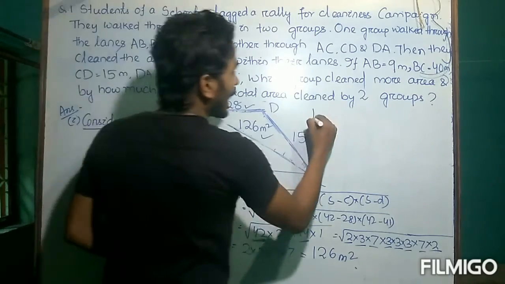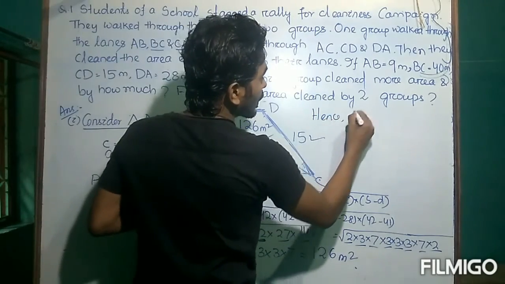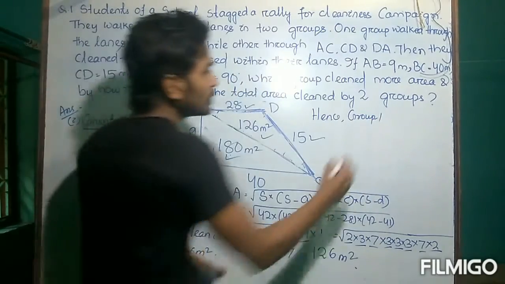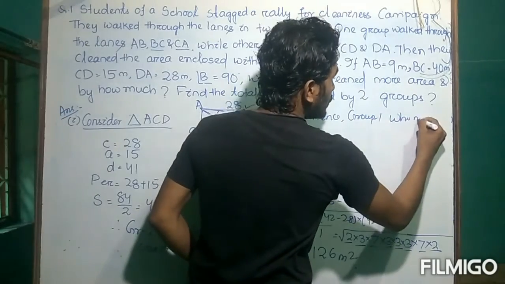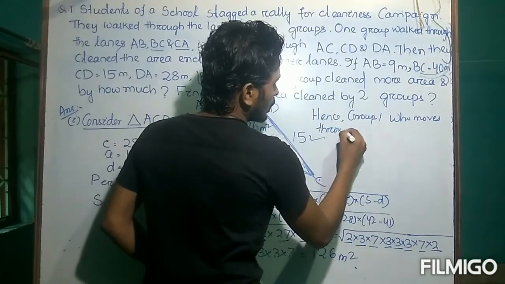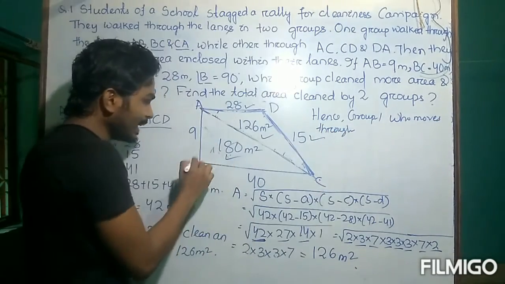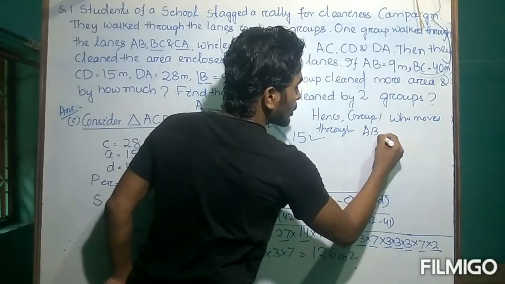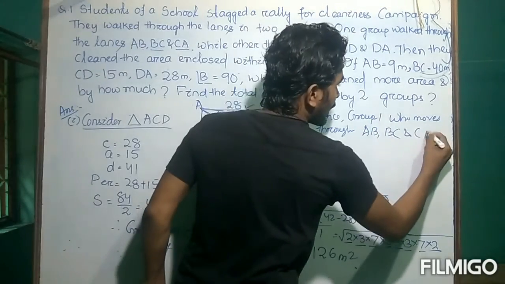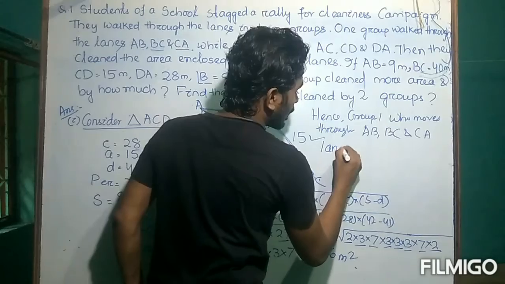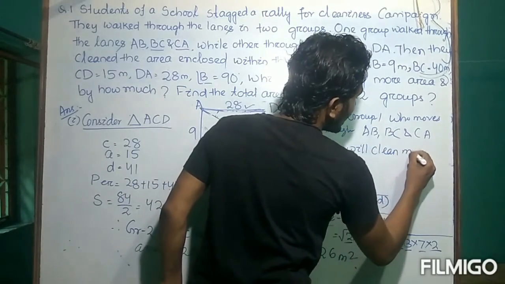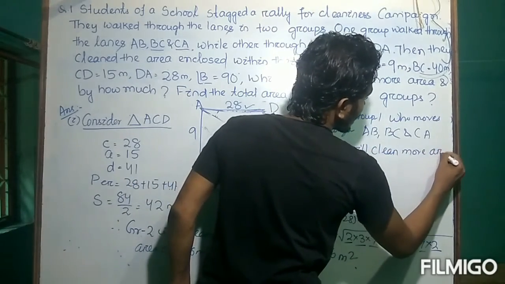We can write, hence group 1, who moves through AB, BC and CA lane, will clean more area. Clear?